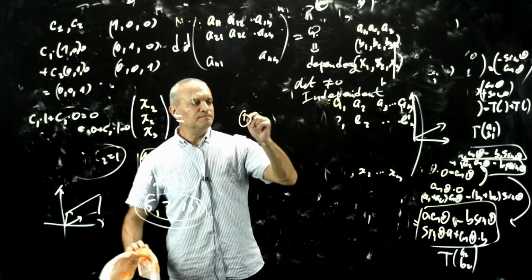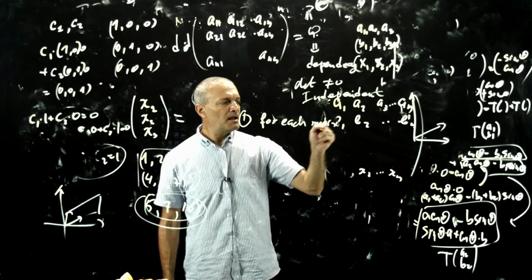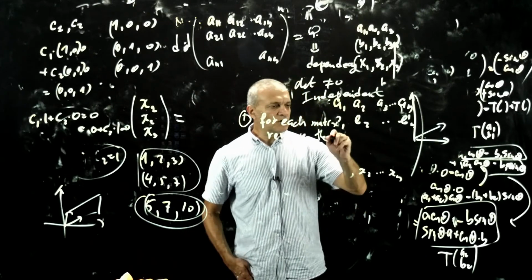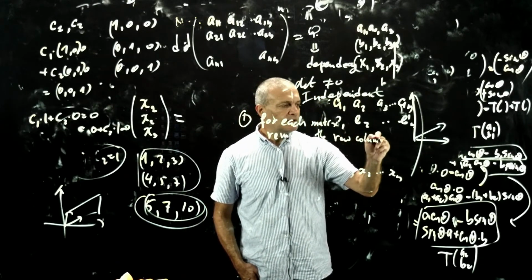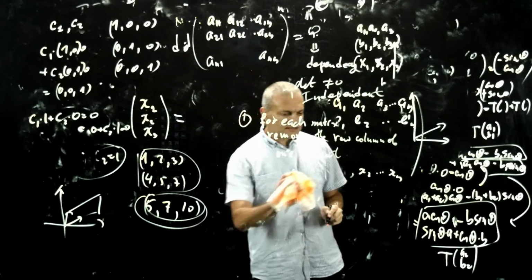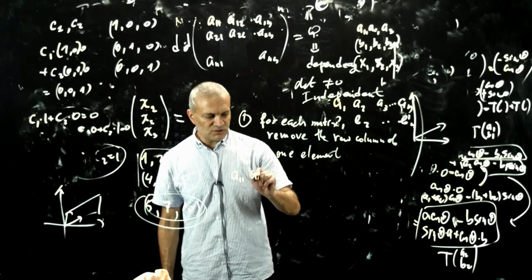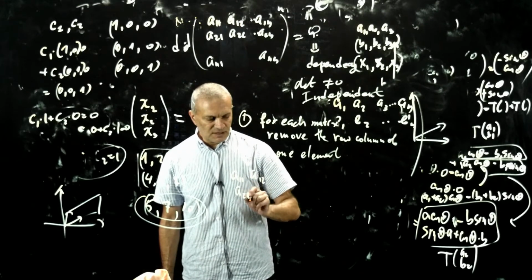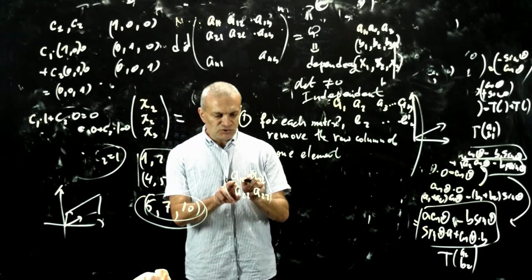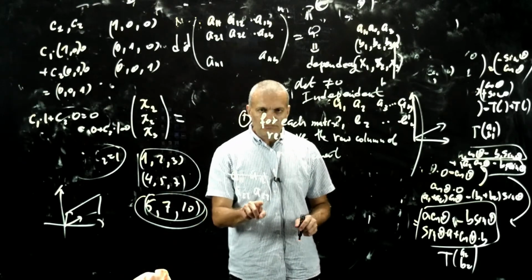So the first thing you do, for each matrix, remove the row and the column of one element. Okay, so let's say that you have something of this form: A11, A12, A21, A22. In order to calculate the determinant of this matrix, you want to erase the first row and the first column. Then what is left is A22.